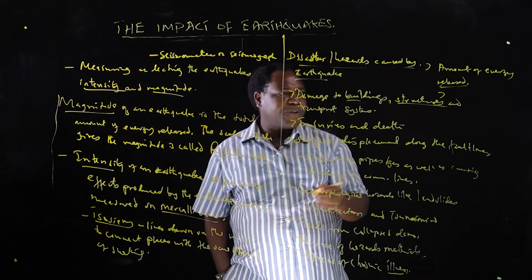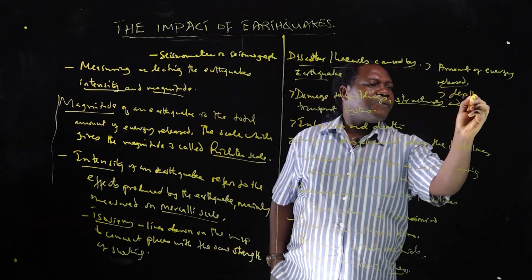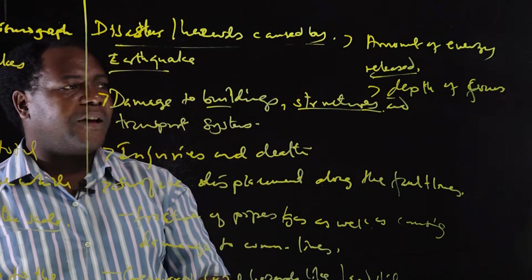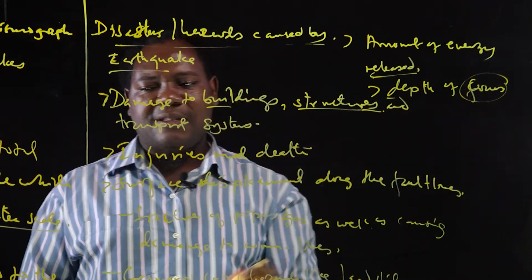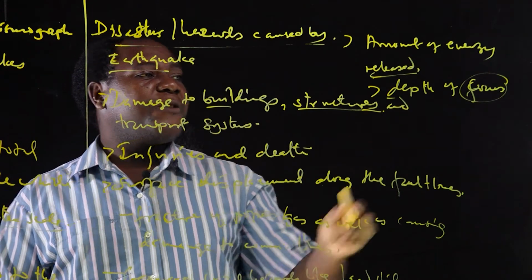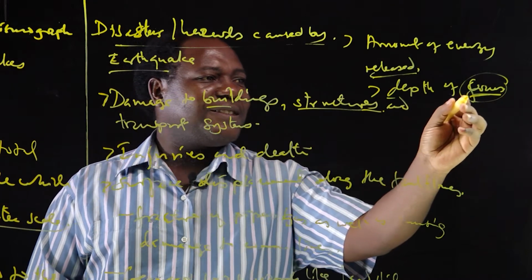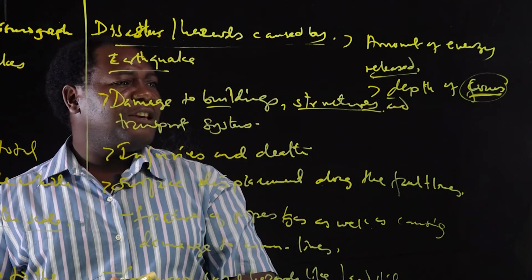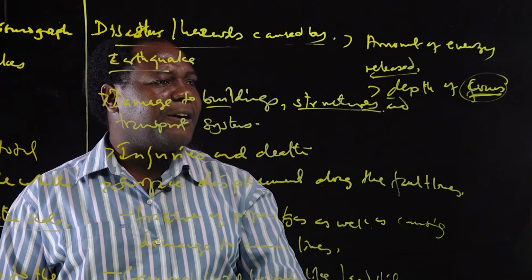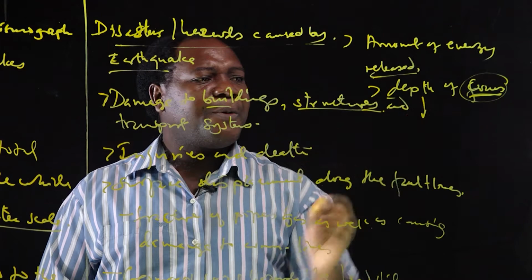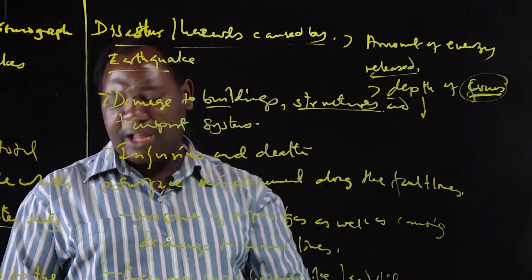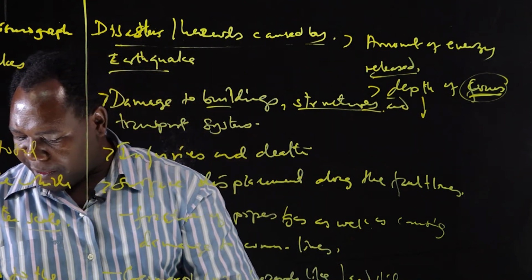So again, the depth of focus. Those of you who have been here, you know when we talked about the focus, this is the point where the earthquake originates inside the earth's surface. Now if we have shallow focus, if this is nearer the surface, it means the impact that will result from the earthquake will be very severe, and therefore a lot of people may lose life, structures dismantled, buildings collapsing down, and so forth.